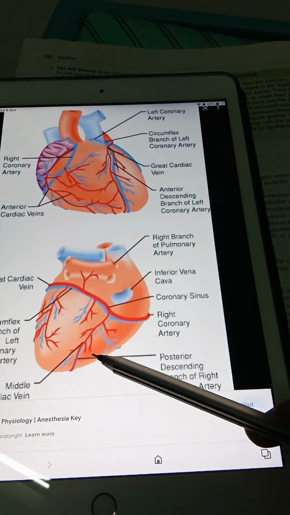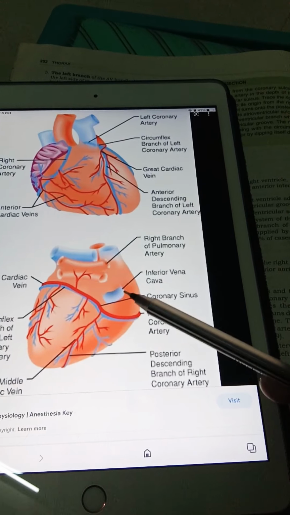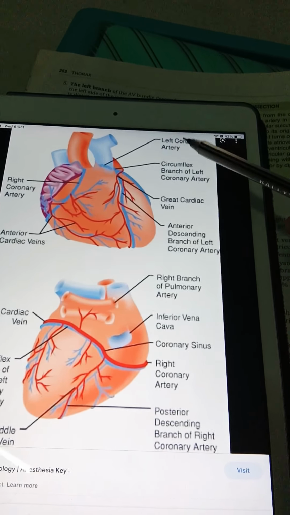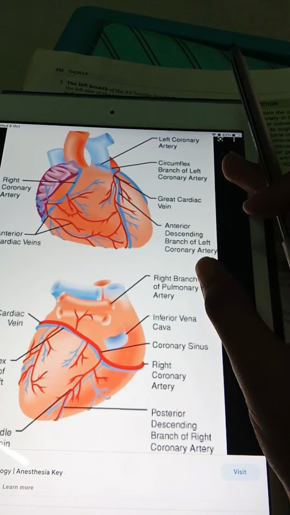The SA node is mainly supplied by the left coronary artery, about 40%. So the left coronary artery supplies mainly the SA node, but some part of the AV node and the left branch of the AV bundle is supplied by the right coronary artery.